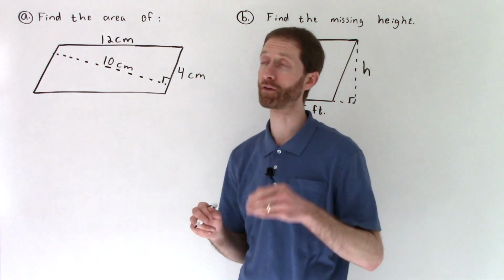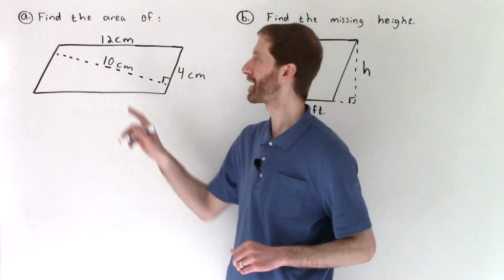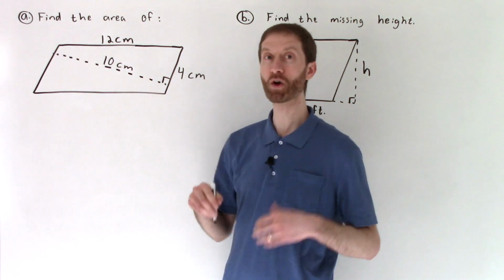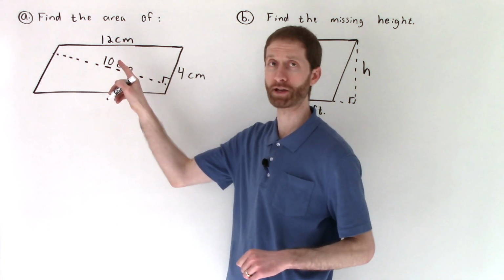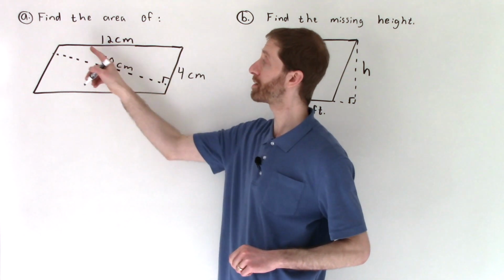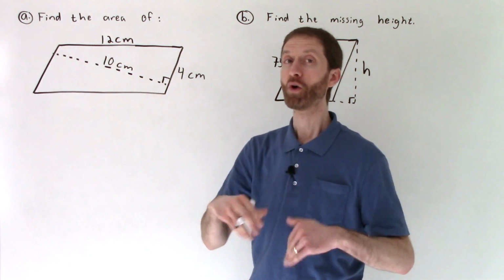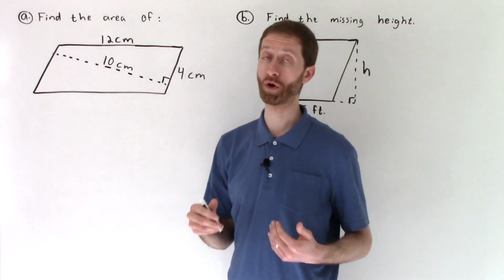What is a little different is that I've given you the height in a little strange way, right? That height is 10 centimeters, and we know it's the height because it makes a right angle with one of the two bases here. So what that means is, in looking at this problem, the 12 centimeters does not matter. What matters is the height, which makes a right angle to the base that it corresponds to.